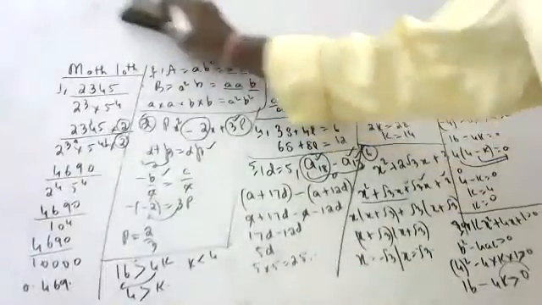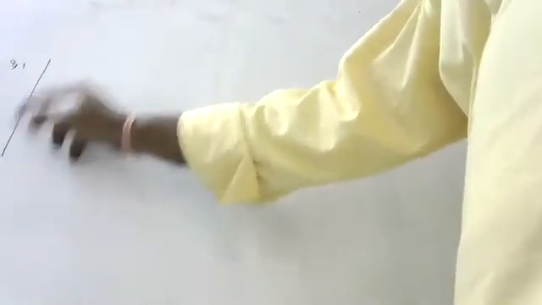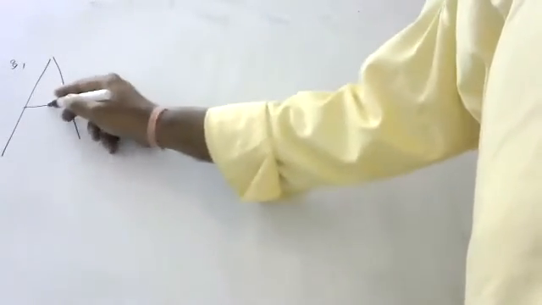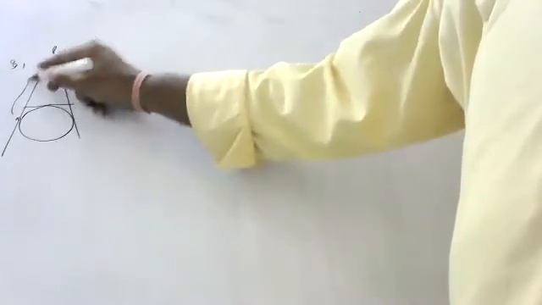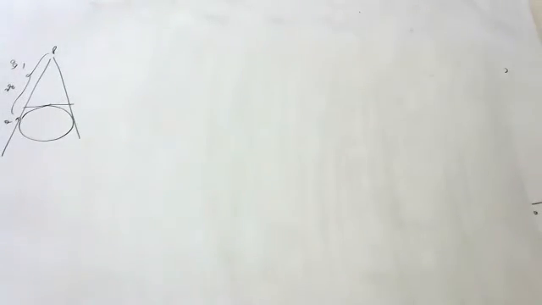Next question. Grishma, you tell this one. Yes, sir. So PQ is equal to 28. This is 28. Then find the perimeter of PLM.